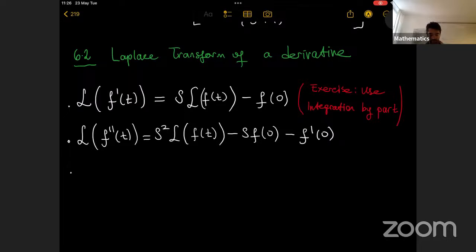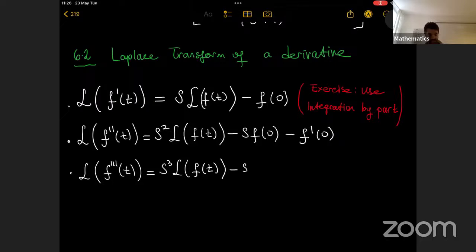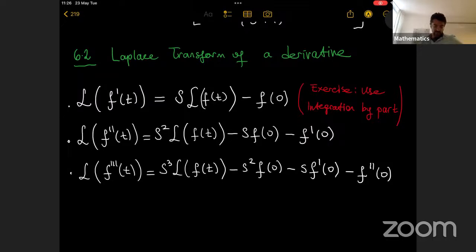When you apply it to the third derivative, you can guess now what happens. Like in the previous one, now we will have s cubed L of f of t minus s squared times, sorry, s squared times f of 0 minus s times f prime of 0 minus f double prime of 0. Okay. So this is what we have for the third derivative.